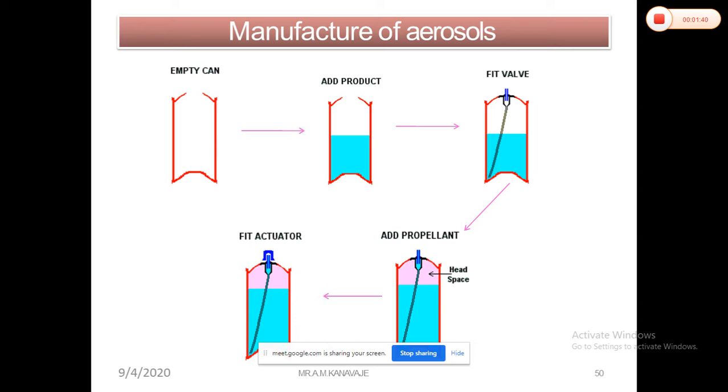Once you have added the propellants, you have to fit the actuators, and then you have to close the aerosol containers. So this is the simplest method or the simplest procedure that you have to follow, whether you are following the pressure filling method, the cold filling method, or the compressed gas filling method. So these are three methods by which aerosol manufacturing is carried out.